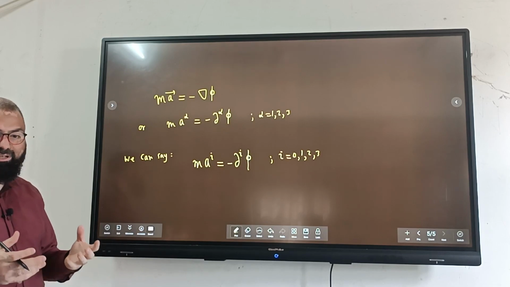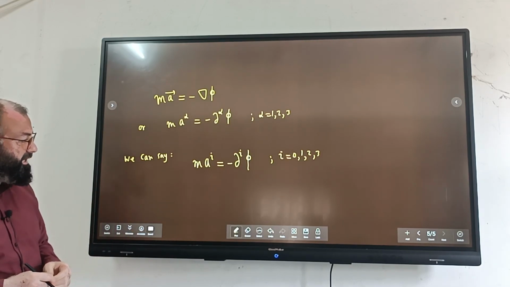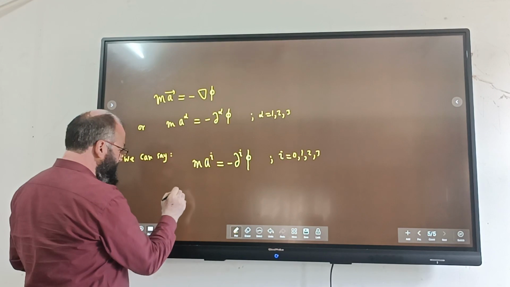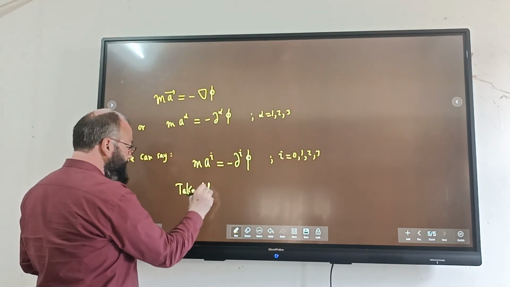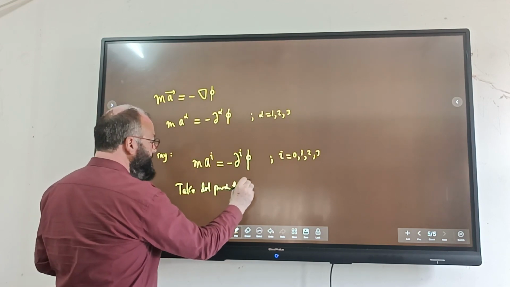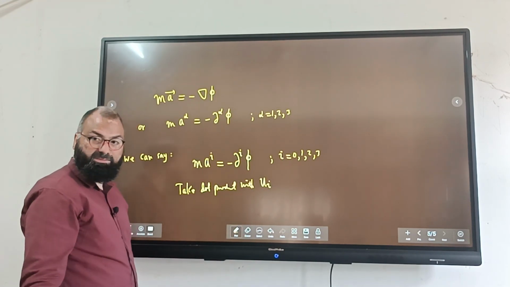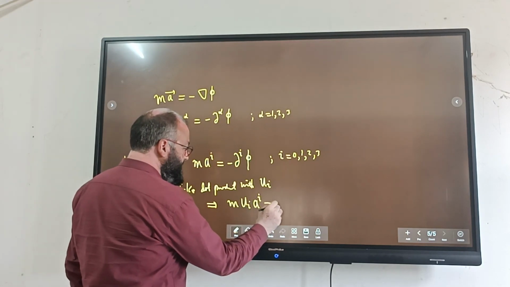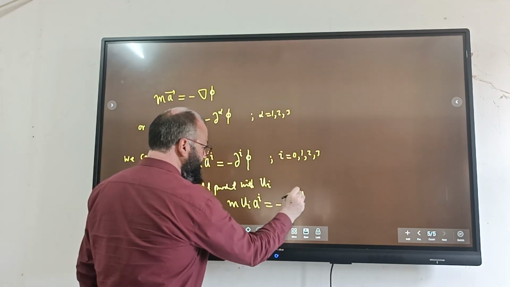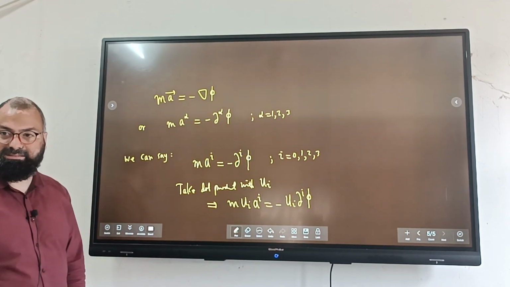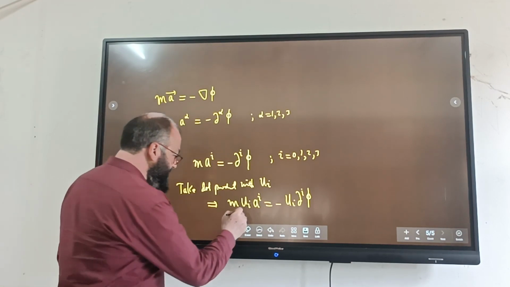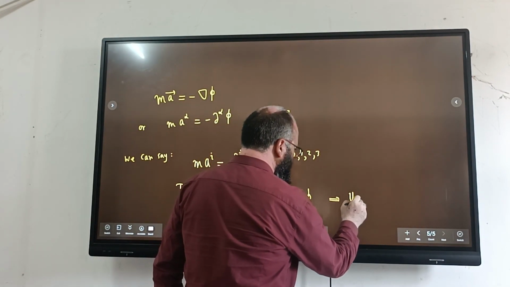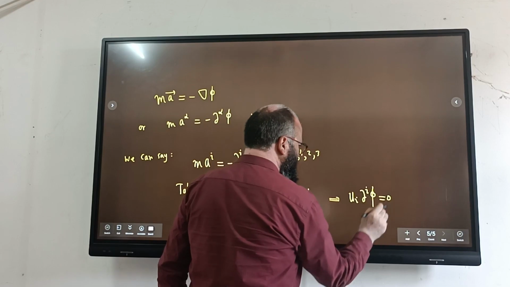Okay, so now let's check whether this is true or not, whether this can be a generalized equation or not. The previous equation will help us. So let's take a dot product with u^i. What it means is m u_i a^i equals minus u^i partial_i phi. Clear? The left side is zero, so it gives me u^i partial_i phi equals 0.